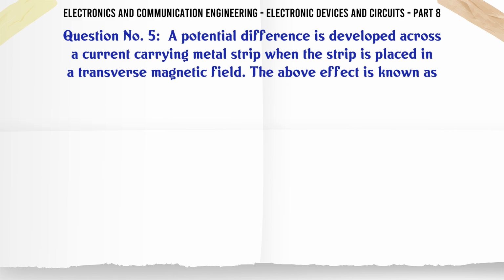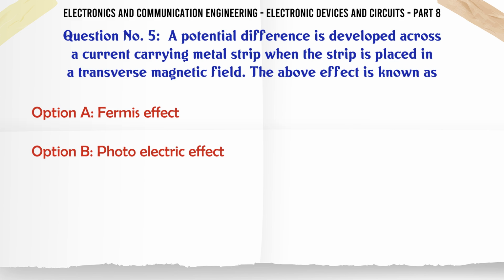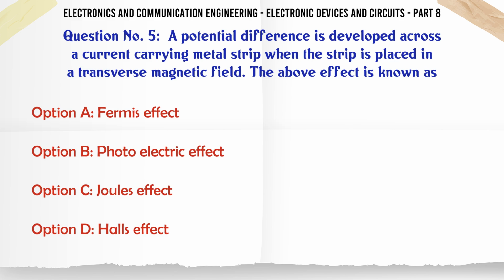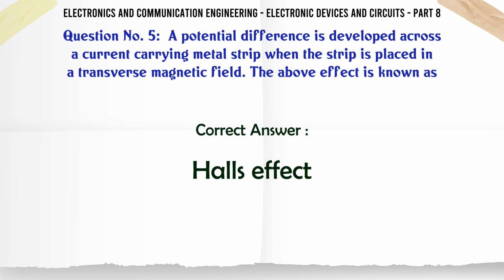A potential difference is developed across a current-carrying metal strip when the strip is placed in a transverse magnetic field. The above effect is known as A. Fermi's effect. B. Photoelectric effect. C. Joule's effect. D. Hall's effect. The correct answer is Hall's effect.